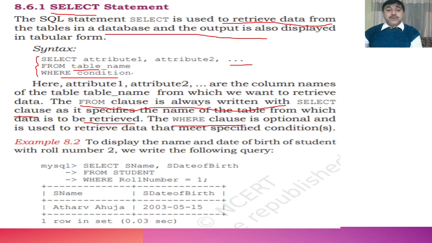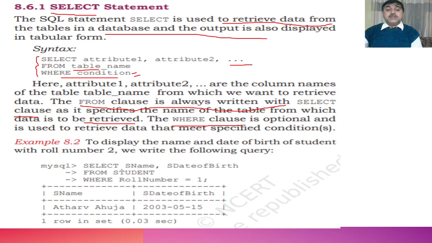This where condition part is optional. Many times we don't require the where condition. When we require it, we apply the where condition. When we don't require it, we will not use it. So let us see an example of the where condition.